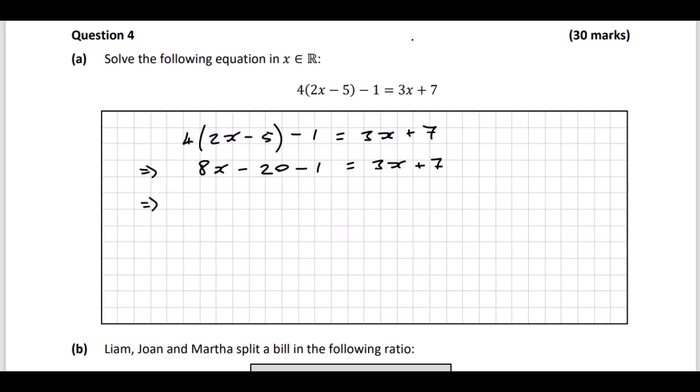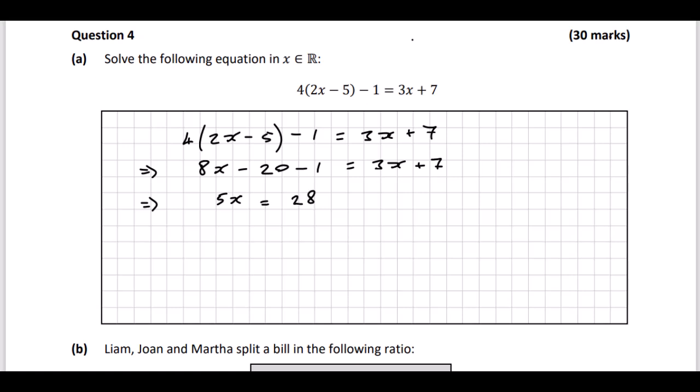Bring the x's over to the left hand side. If you subtract 3x from both sides, you'll get 5x on the left hand side. Now we also have this minus 20 and minus 1, so that's minus 21. I'm going to bring that over to the other side. So that becomes plus 21, and then just add that to the 7, you get plus 28.